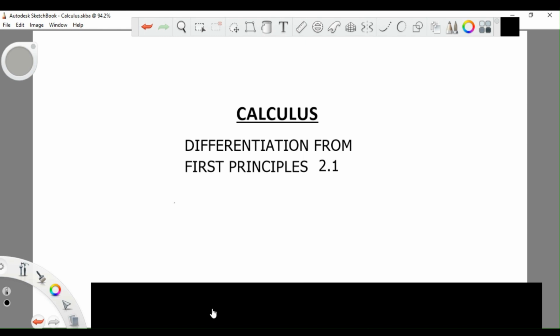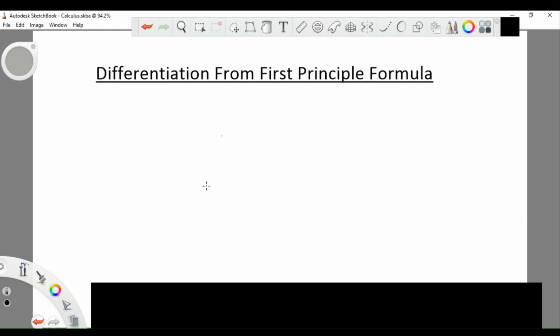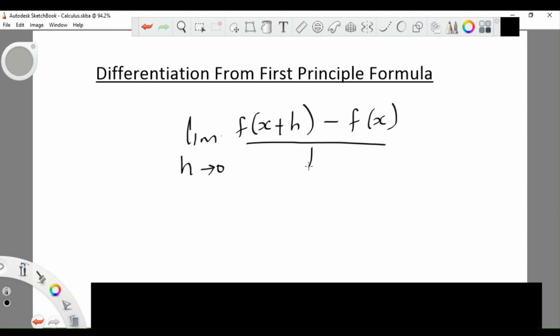So just a quick flashback. The formula we are using, or the method we are using for differentiation from first principle, is the limit as h tends to 0, f of x plus h minus f of x over h. This is the formula we're using to solve differentiation from first principle.